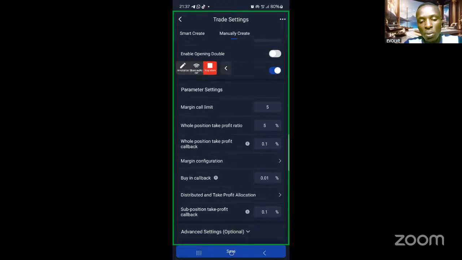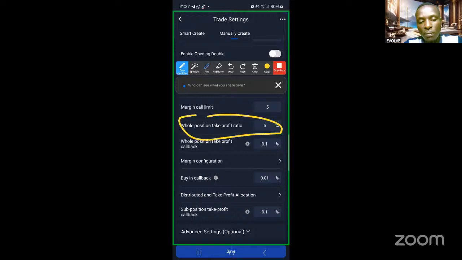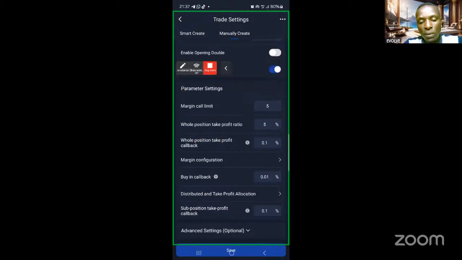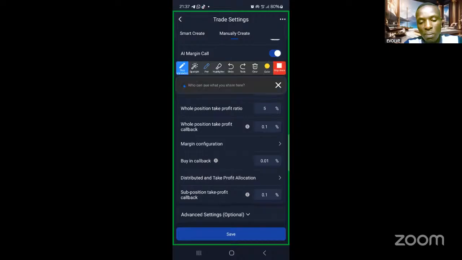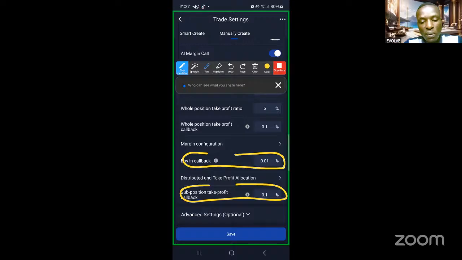Whole position take profit is here. And then the buy in callback is here, and the whole position take profit callback is there. You can maintain the same ones. All right.